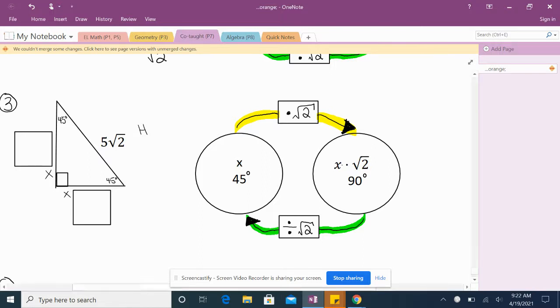So I have the hypotenuse. So I'm going to divide by square root of 2 to get my value of x.